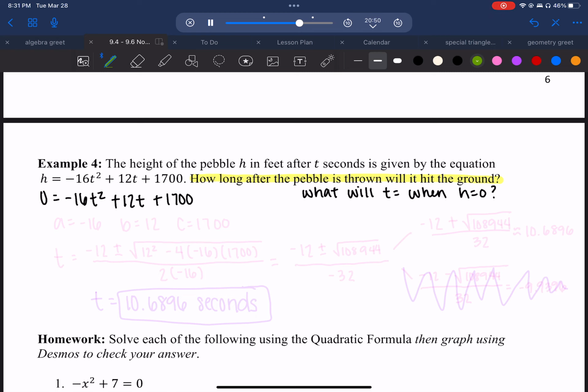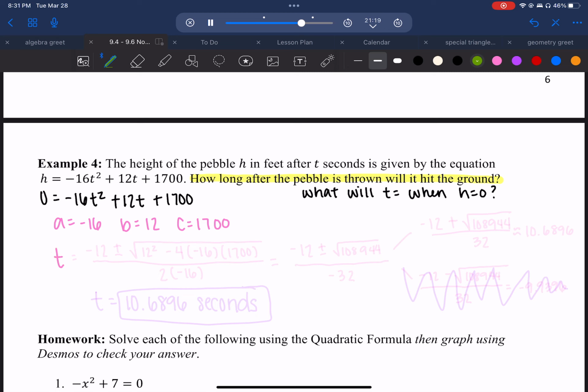So we have multiple options. We could factor this, we could plug it into the graph, or we could plug it into the quadratic formula. I personally would like to plug this into the quadratic formula. So we have A equals -16, B equals 12, C equals 1,700.